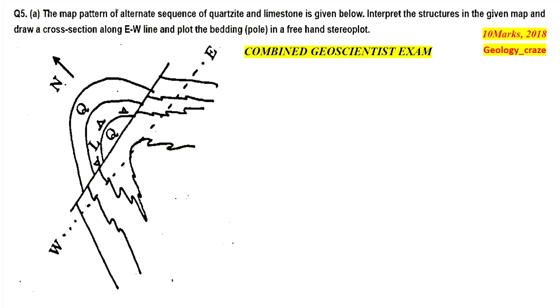So in this question, this is the map view that is given. First I will read the question, then we'll try to answer. The map pattern of the alternate sequence of quartz and limestone is given below. Interpret the structure in the given map, and draw the cross section along the east-west line. This is the east-west line they have given, and also we have to plot the bedding pole in a freehand stereo plot.